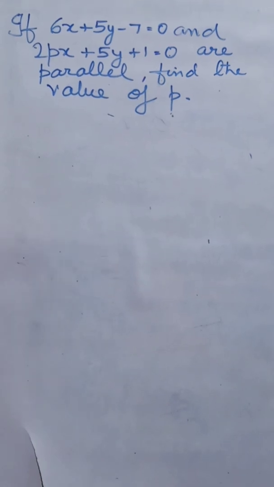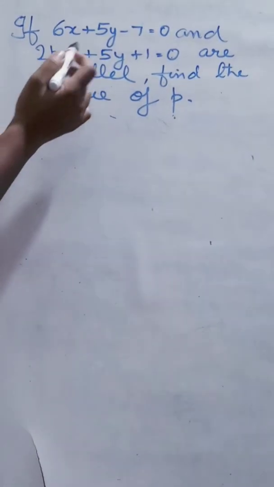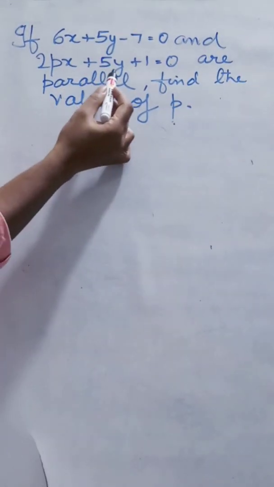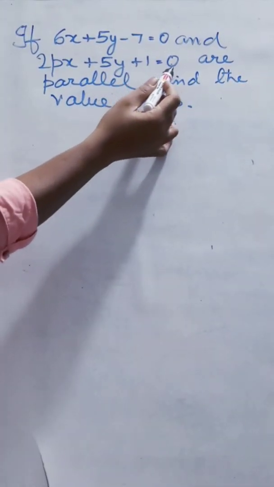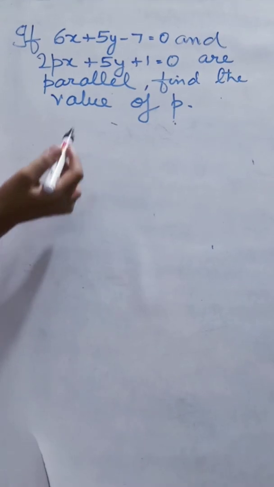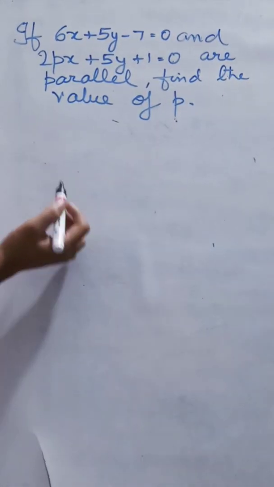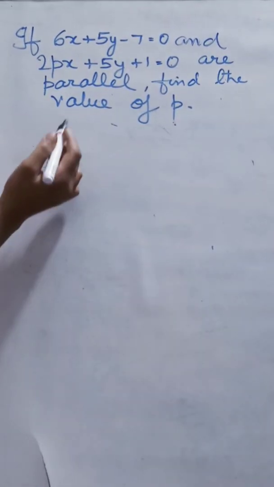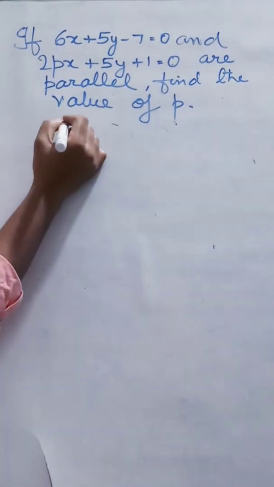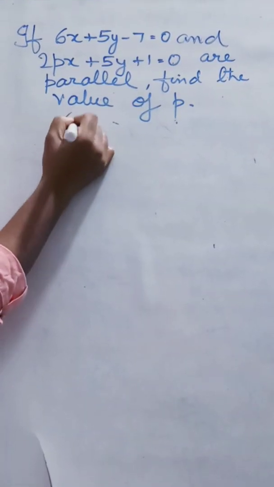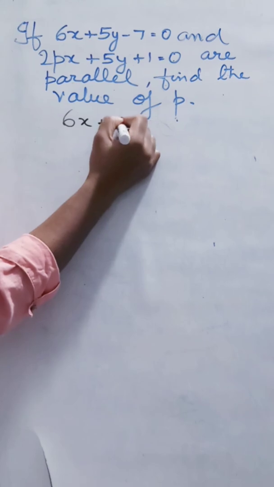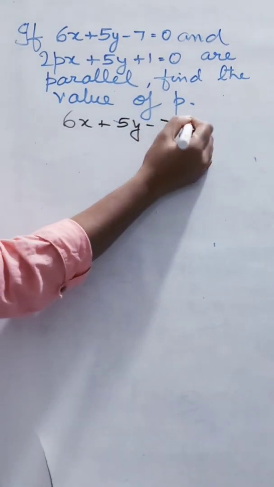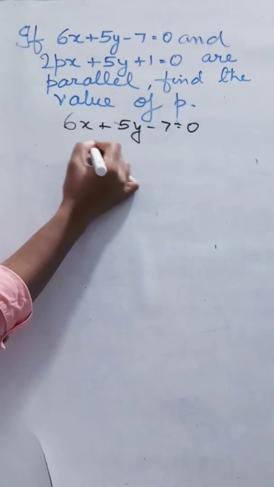Here we have the question: if 6x plus 5y minus 7 equals 0 and 2px plus 5y plus 1 equals 0 are parallel lines, then we need to find the value of p. If they are both parallel lines, then their slopes will be equal. So first we need to find the slope. We have 6x plus 5y minus 7 equals 0. Now from here we will solve for y.